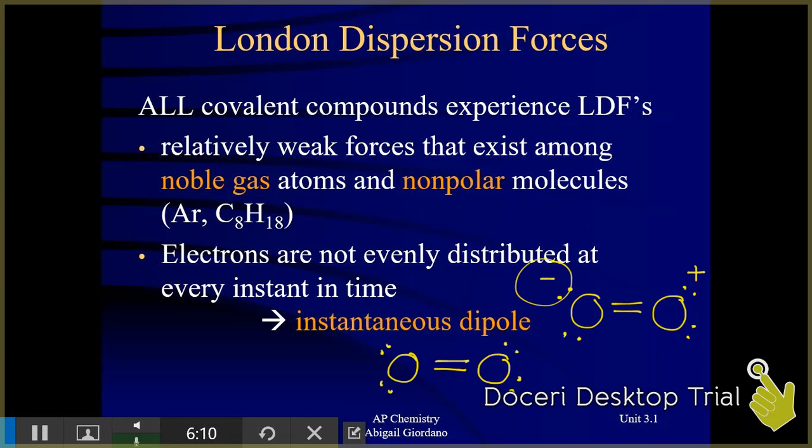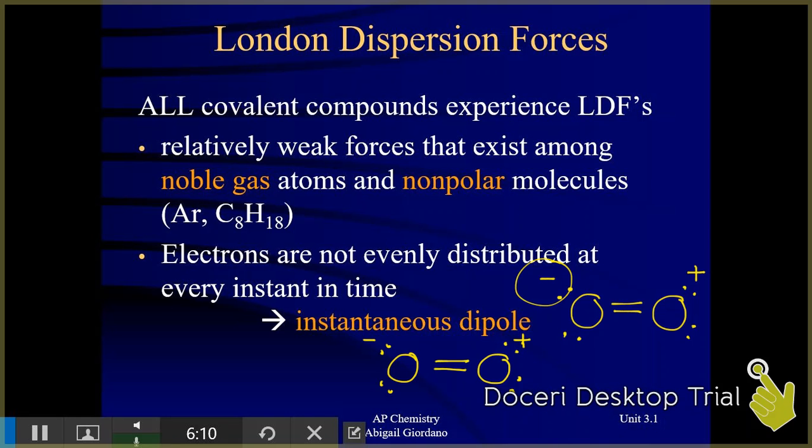If this end of that molecule is slightly negative, that's going to induce a slight dipole. Dipole just means a polarity, a slight polarity in the molecule next to it. Now, are these molecules completely being made to be polar? No, they're not. They're just slightly polar and only for an instant.